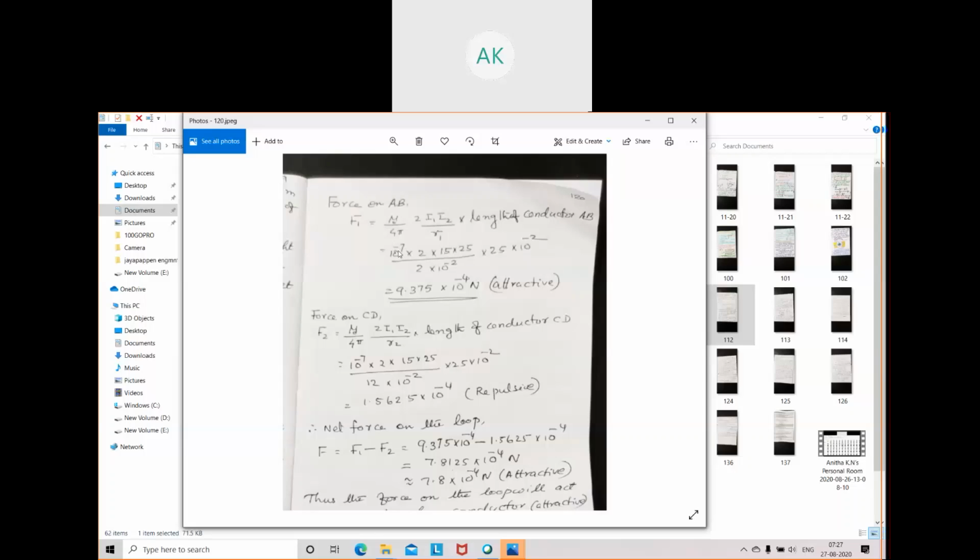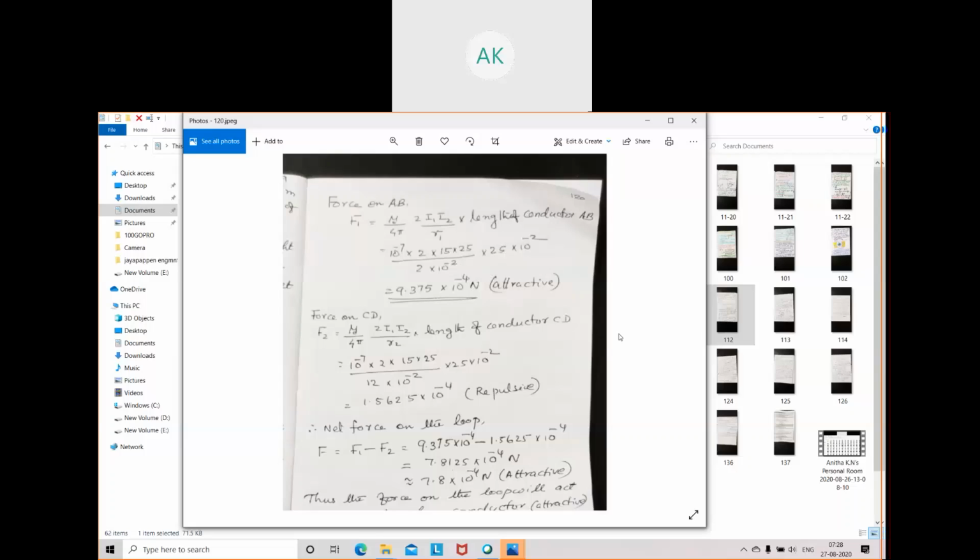4 pi gets cancelled. And next, 2 into current I1 15 ampere, current I2 25 ampere, by the distance between them, 2 centimeter, that we have changed into meter, 2 into 10 raised to minus 2 meter, and into the length of the short conductor. So we got the answer. We know they exert an attractive force. So we got that answer.